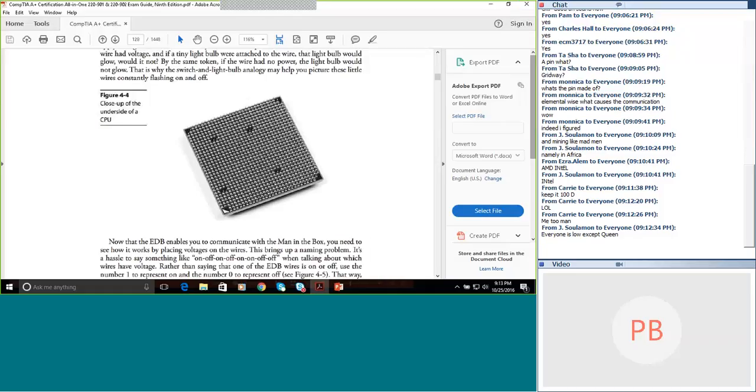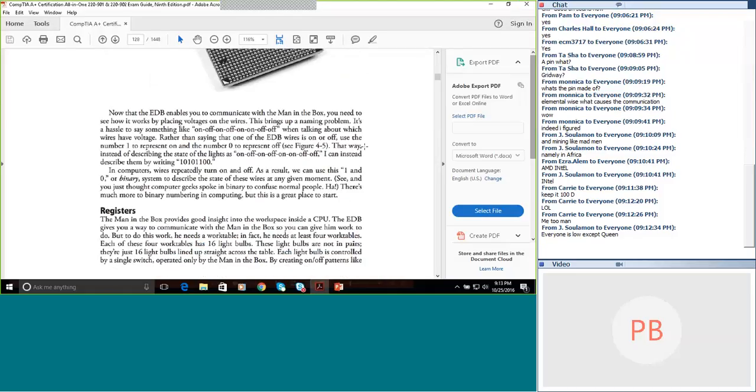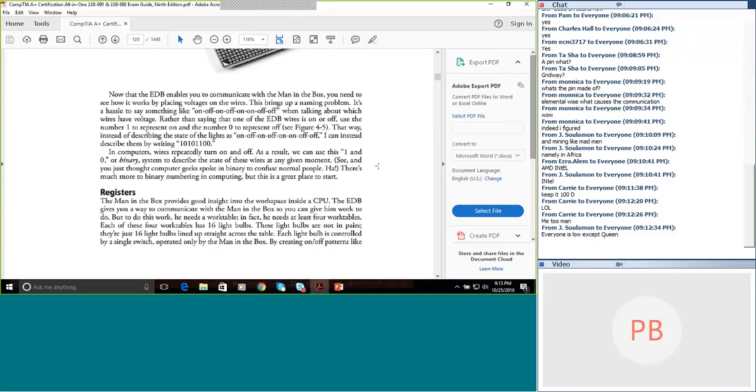The basic thing that we need to know about processors is that this is where the information is processed. That sounds redundant, the processor is where the information is processed, but that's the truth.